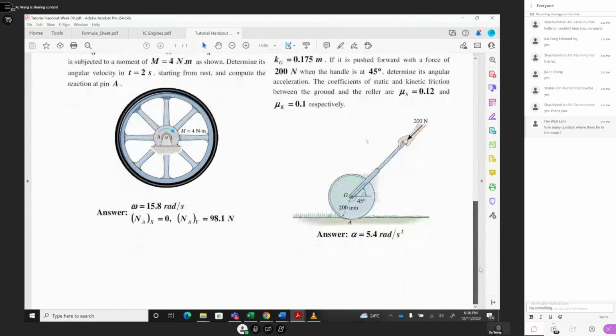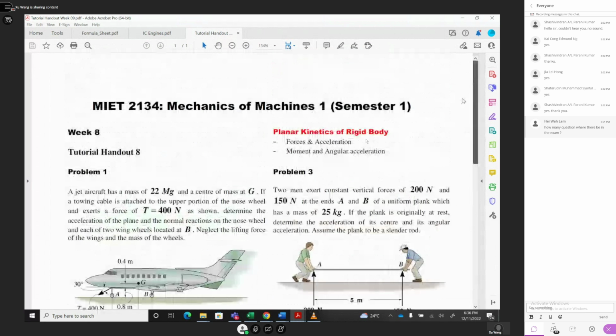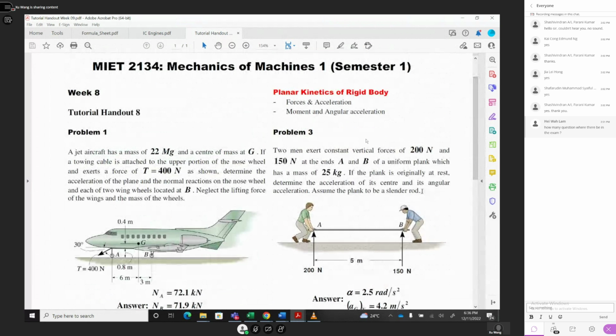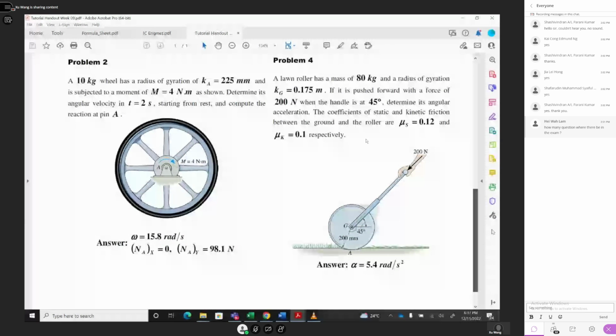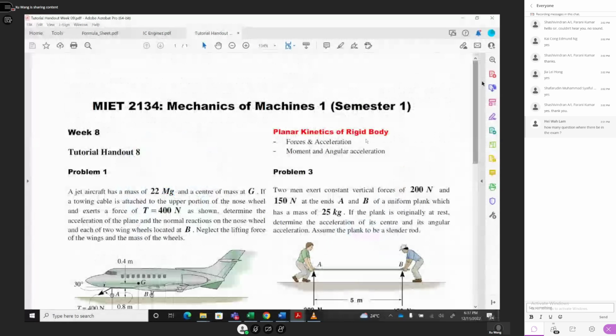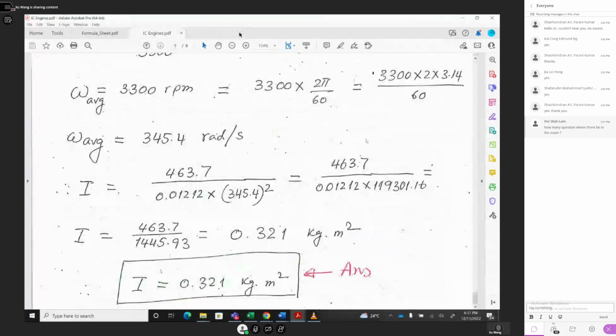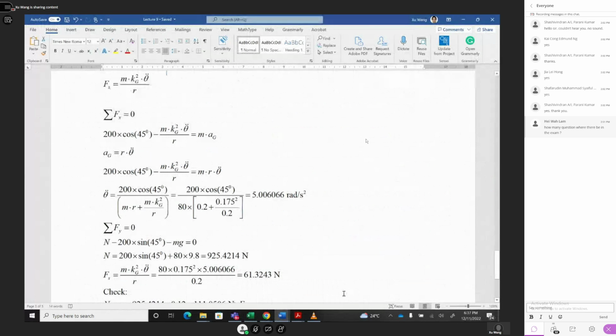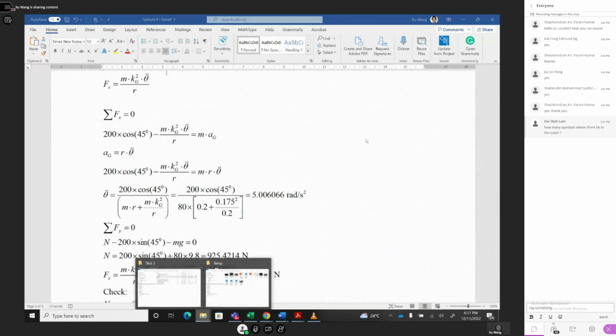Okay, so this is the week 9 question. Do you have any question for week 9? If not, we have to move to week 10. Do you have any question for that? If not, I have to move to week 10. Okay, so we go to week 10.